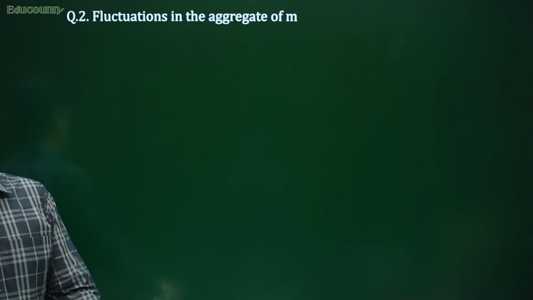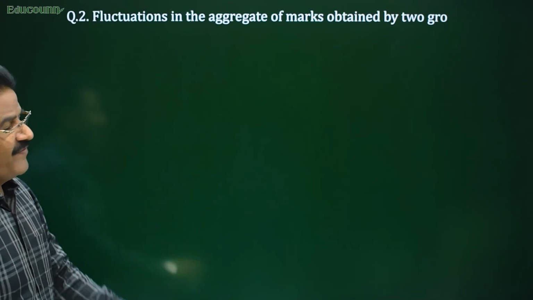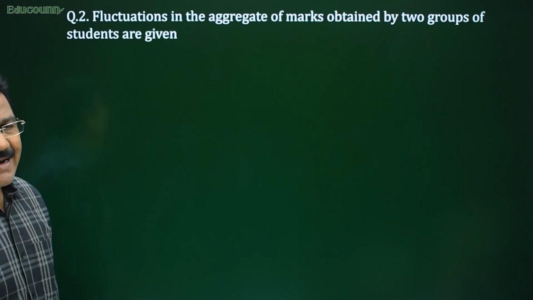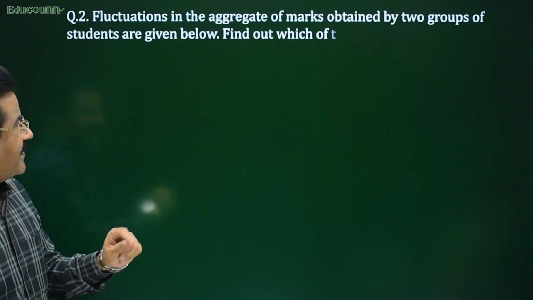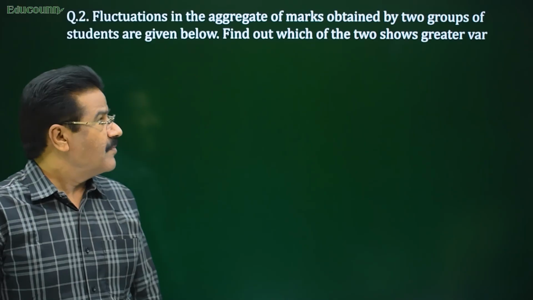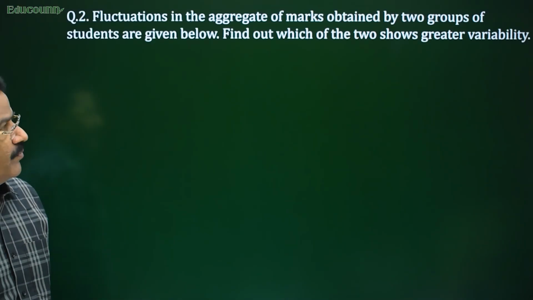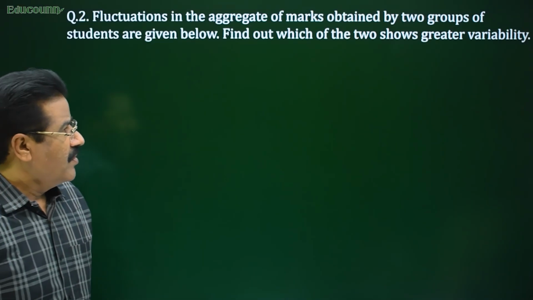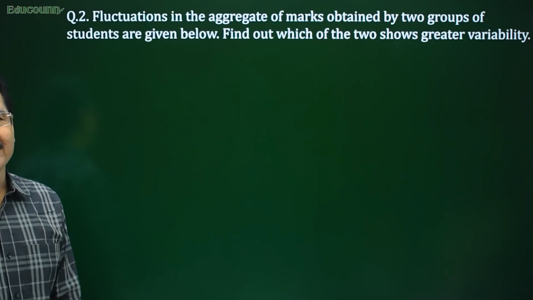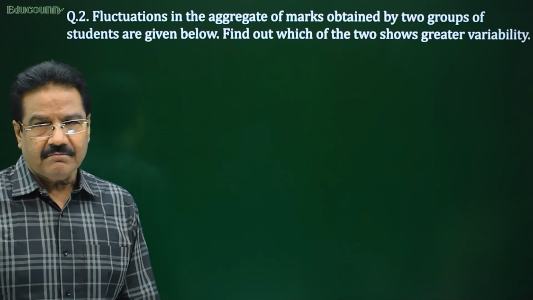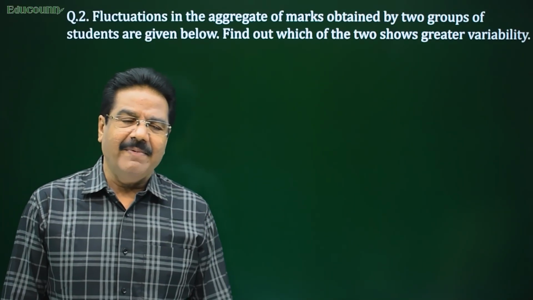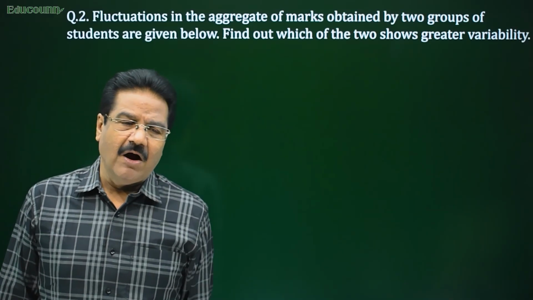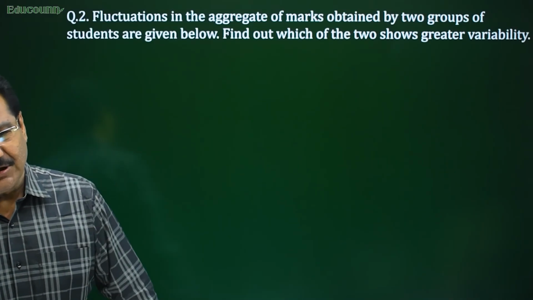Let us take example number 2. Fluctuations in aggregate of marks obtained by two groups of students given below. Find out which of the two shows greater variability. How we can find out variability? Just by finding out coefficient of variation.